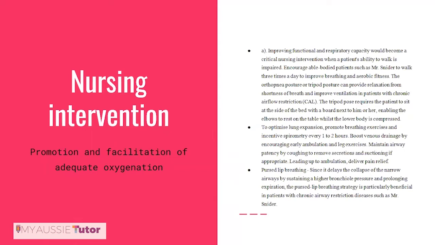Moving on, for the promotion and facilitation of adequate oxygenation, what is the nursing intervention that we will give? It will first of all include improving functional and respiratory capacity. That would become a critical nursing intervention when a patient's ability to walk is impaired. Encouraging able-bodied patients such as Mr. Snyder to walk 3 times a day to improve breathing and aerobic fitness.